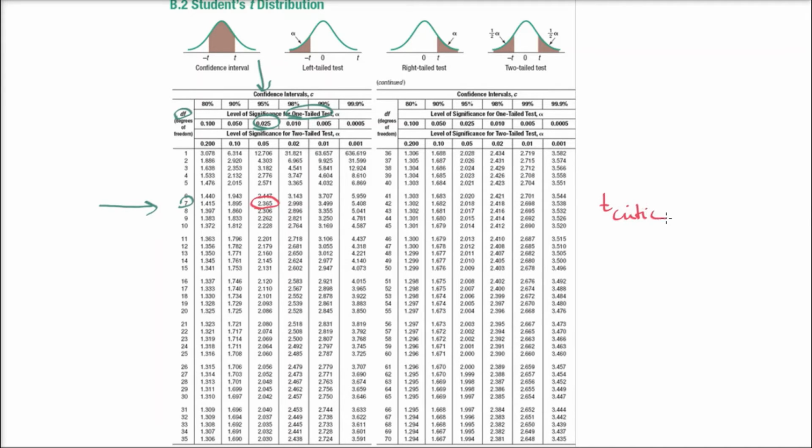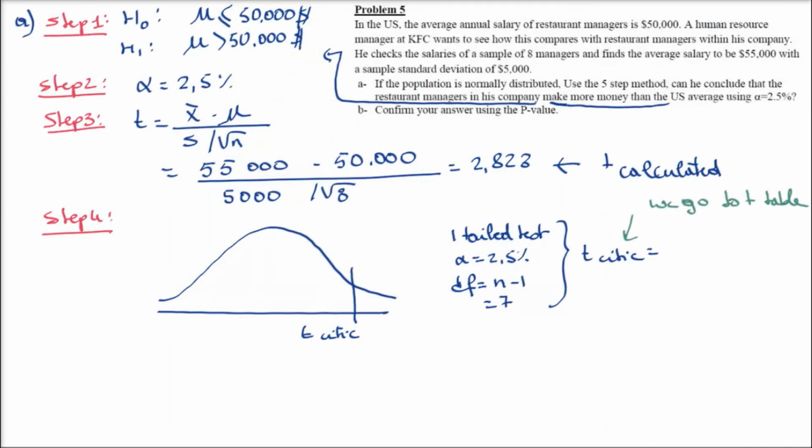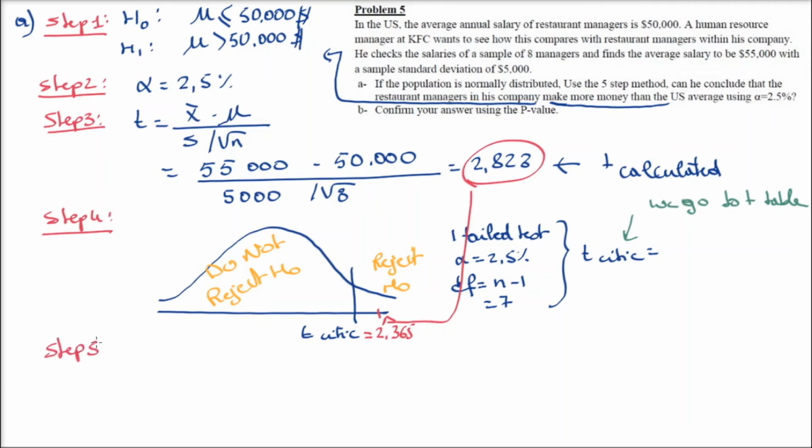If t calculated is less than t-critique, we do not reject H0, while if t calculated is higher than t-critique, we reject H0. In step 5, we state our decision to reject H0, since t calculated, which is equal to 2.82, is higher than t critique, which is equal to 2.365.